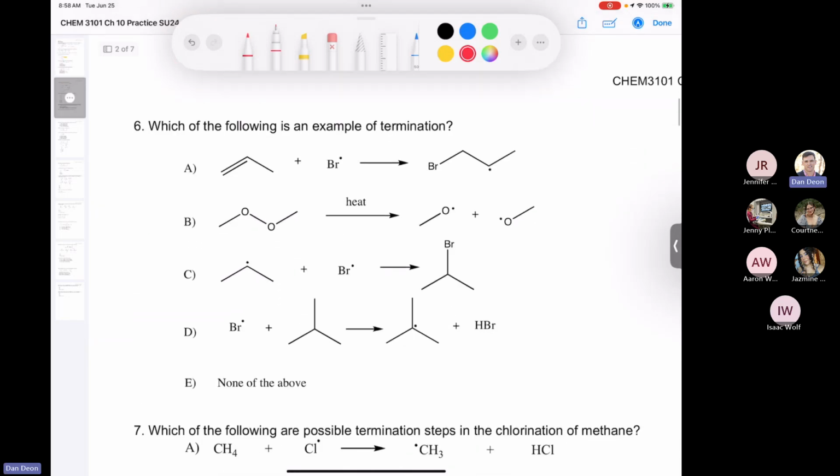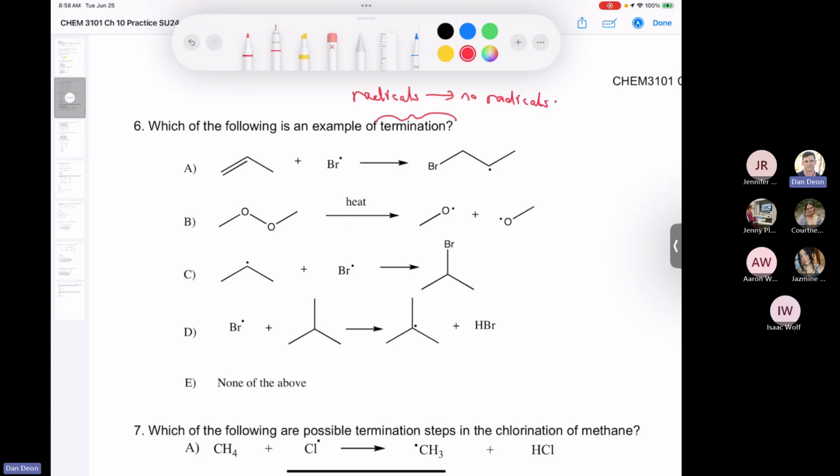Number 6, which one is an example of termination? This is one that I would say students get probably 100% of the time. So termination is when you start with radicals, and you end up with no radicals at the end, no radicals.